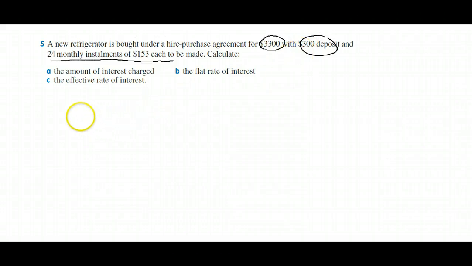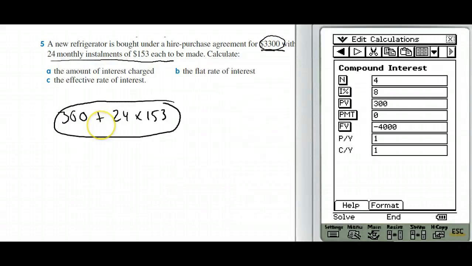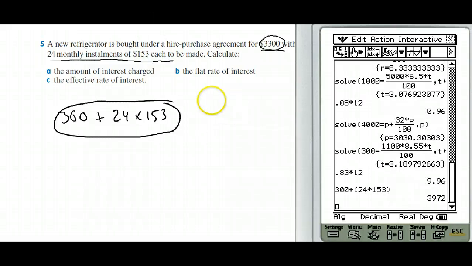If the actual cost under the hire purchase agreement was a $300 deposit plus 24 monthly installments of 153, this is going to be the amount we actually pay, and we can compare that to what the upfront cost would have been. So if we put this into a calculator, 300 plus, in brackets, 24 times 153. So the real total cost was 3,972.